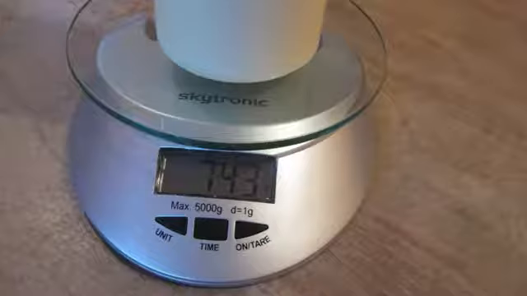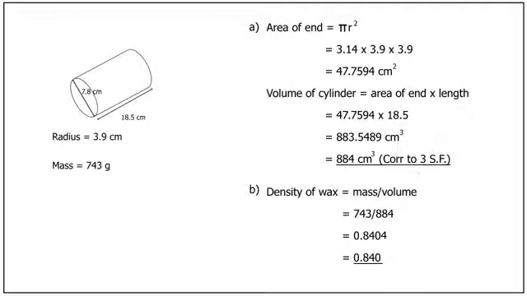To get the density, we divide the mass by the volume. So that's 743 divided by 884. And that comes to 0.8404, and again we'll correct that to three significant figures, giving 0.840. But what about the units? Well, we divided grams by cubic centimetres, so the units are grams per cubic centimetre. In other words, every cubic centimetre of this candle wax has a mass of 0.840 grams, because that's exactly what density means, of course.